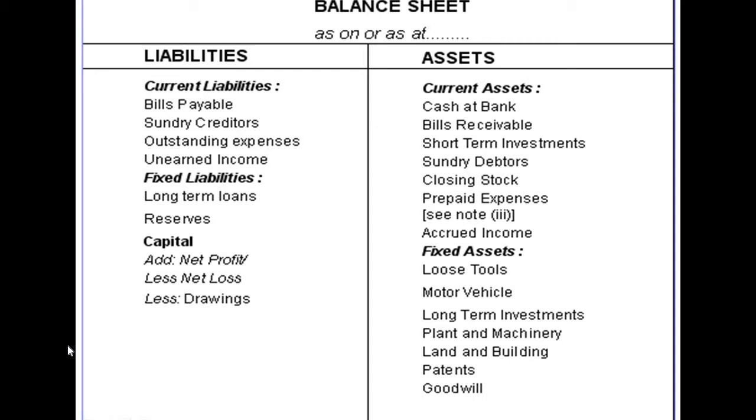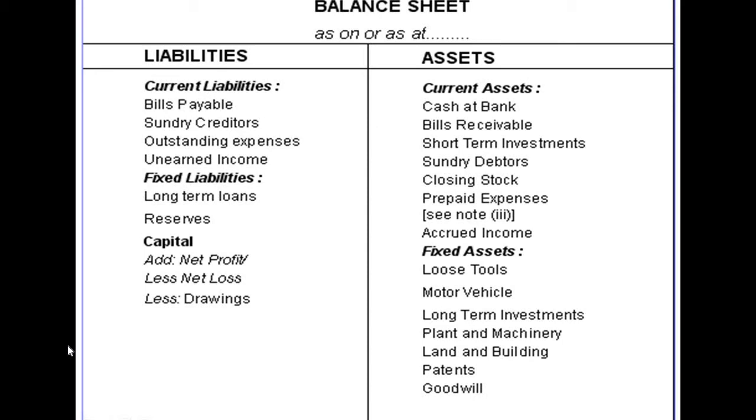First we will see the current assets. Current assets means cash at bank, bills receivable, short-term investments, sundry debtors, closing stock, prepaid expenses, accrued incomes. It means those assets which are to be converted into cash within 1 year or during the normal operating cycle of the business, then it is called a current asset.